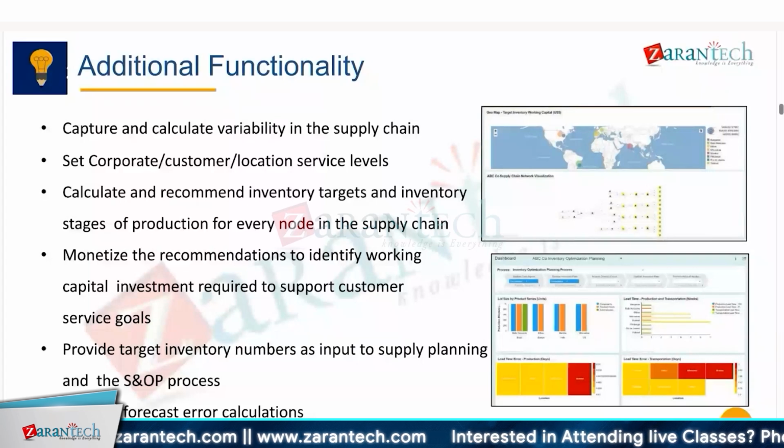So inventory targets measure the production plan, also defines the inventory target. So monetize the recommendation by the IBP, so that the working capital is managed in a better way. So the system will automatically give some kind of inputs to improve the working capital. For example, if you set the service level, you will get the inventory target, what the inventory needs to be.